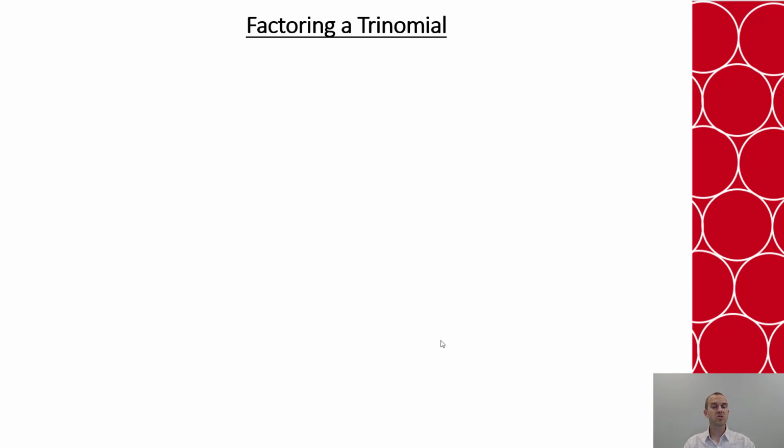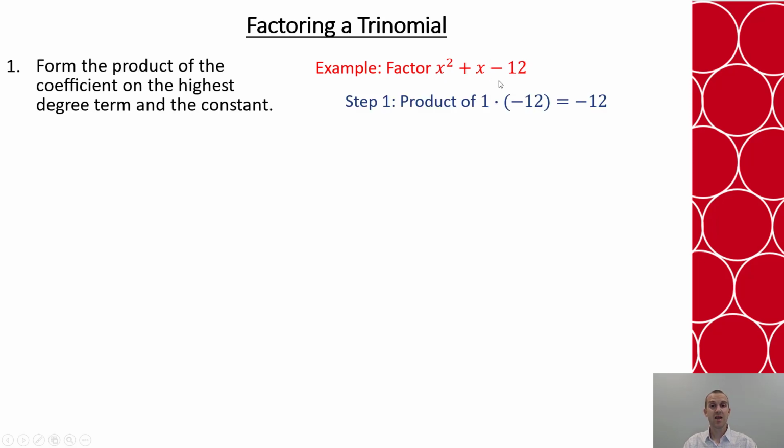Now we can also use this if we're looking at trinomials. That's a 3-term expression. These are some of the most common you see within algebra courses. So say that we have something like x squared plus x minus 12. The first thing we look at is the product of our highest degree's coefficient by the constant. In this case, that would be 1 times negative 12, which is negative 12.